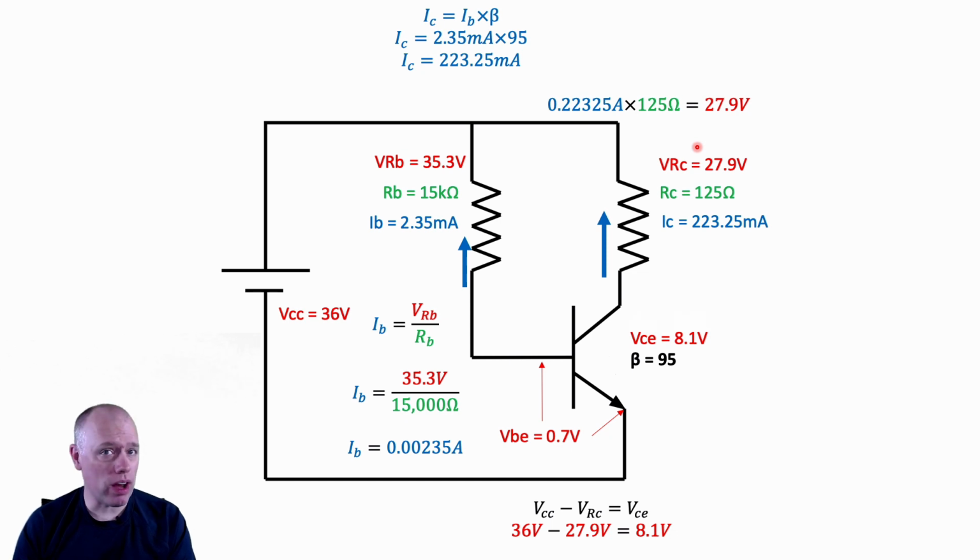So again, just to walk through it again, VCC minus 0.7 gives us VRB. VRB divided by RB gives us IB. IB times beta gets us IC. IC times RC gives us VRC. And VCC minus VRC gives us VCE. Done.